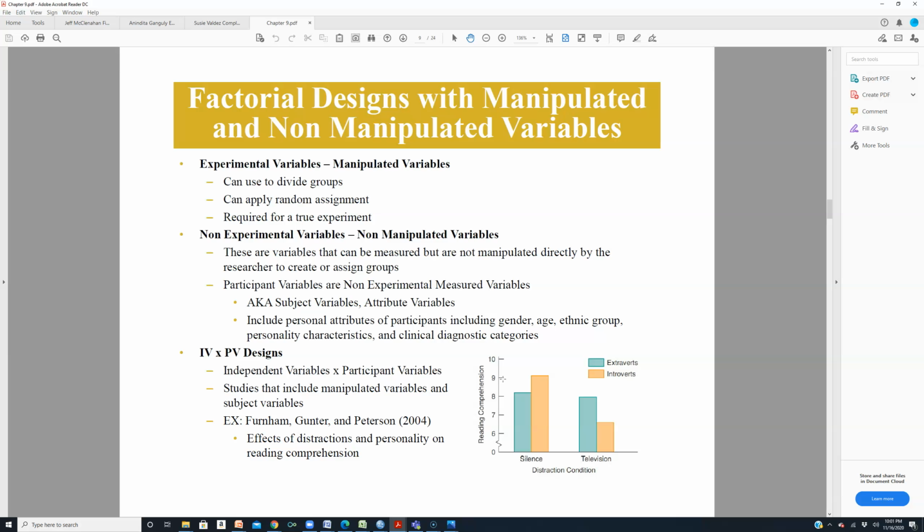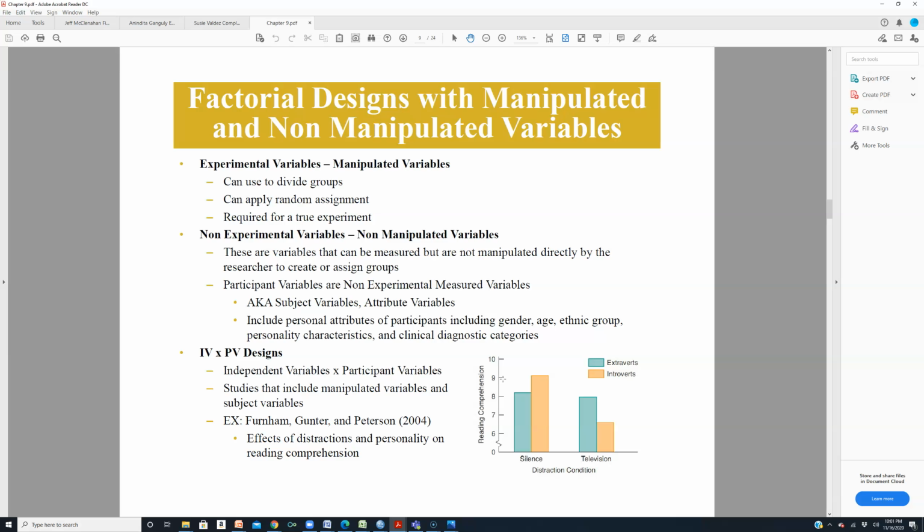A participant variable is also known as a subject variable or an attribute. So when we look at an attribute or demographic of the participant themselves, like gender, for instance, maybe women participants are going to eat less M&Ms than male participants. That's a subject variable.